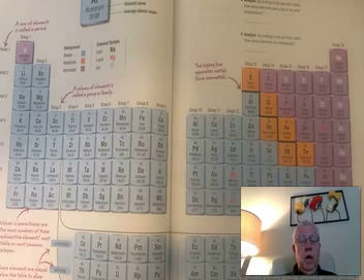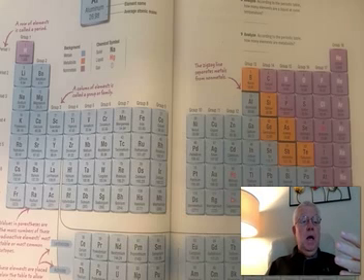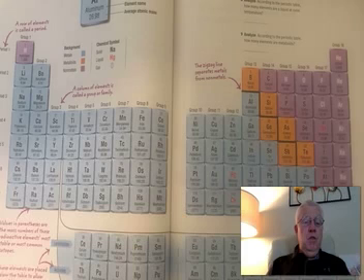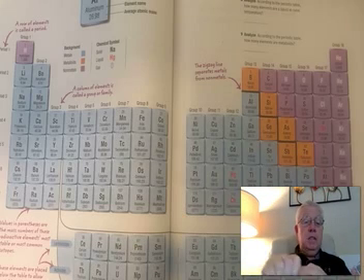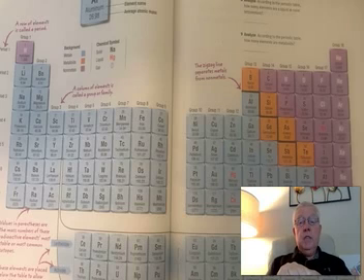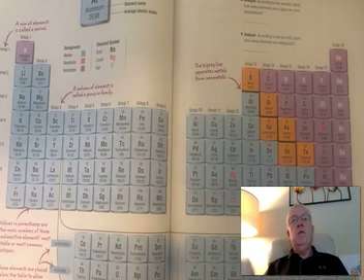So let's go over again what happened. I got a list of 4 elements, and I was asked to pick out the one that was a non-metal. So I had to go to this chart, and I had to take the first element they gave me and said, nope, that's a metal. Nope, that's a metal. Nope, that's a metal. Yep, that's a non-metal.